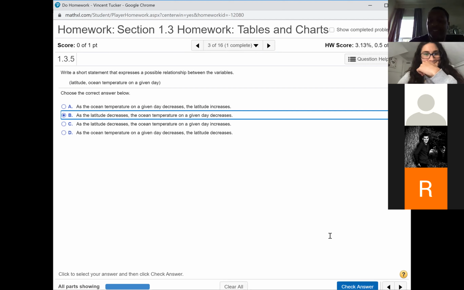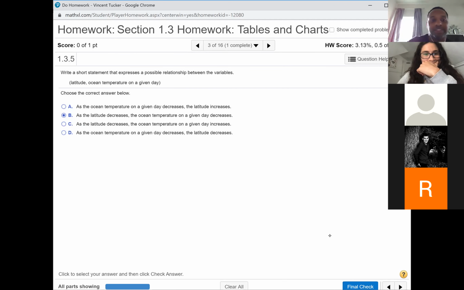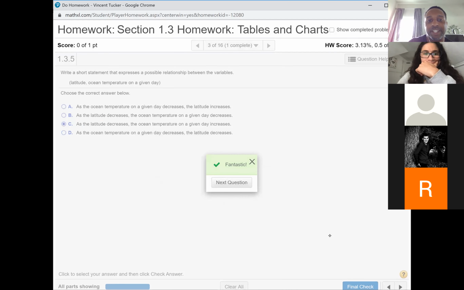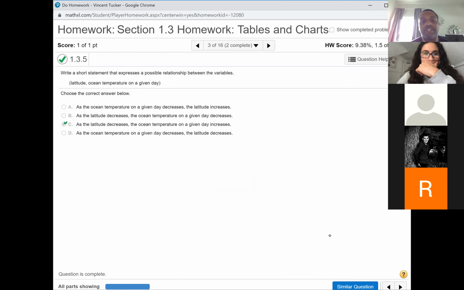Let's see what happens. Yeah, so it was the other way around. So as the latitude decreases, the ocean temperature on a given day increases. Like I said, I'm not a latitude expert. I'm gonna be honest with you, I would have got that one wrong too, because my latitude and longitude, I'm not an expert on that. But if you give me a math problem though, I'm all good. But that's the process that you go through when you're doing these problems.